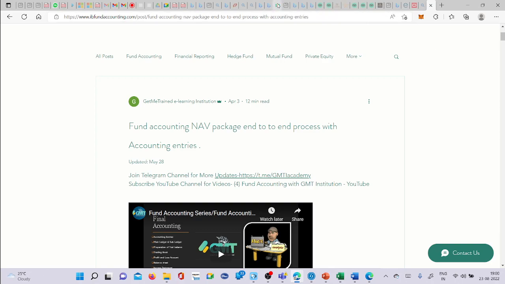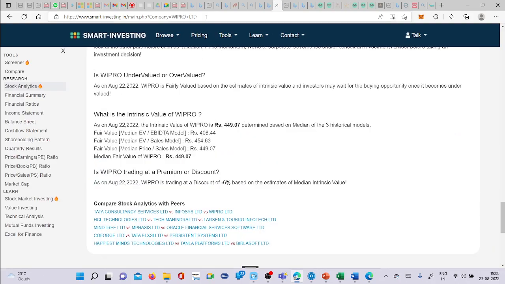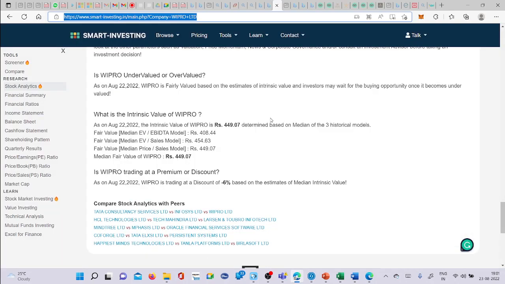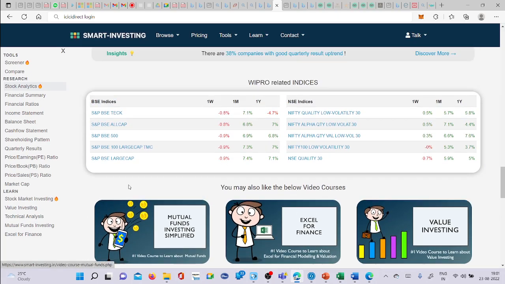Maybe you would have questions regarding fundamental analysis or market analysis in the pricing part. This is a site you can refer to calculate the price. If there is no price available in the market and you are looking for a price, you can calculate it through enterprise value, fair value, median, enterprise value, sales model, or EBITDA, earnings before interest, tax, depreciation and amortization. Here, as of August, the current value means Wipro is trading at a discount of 6% based on the estimates of median intrinsic value. So now Wipro is in the range where you can buy it, at a discounted price.